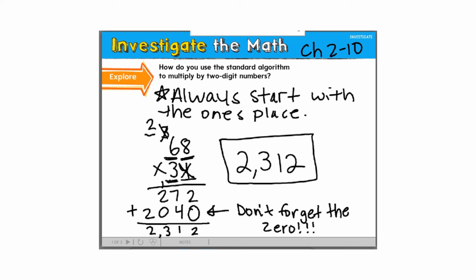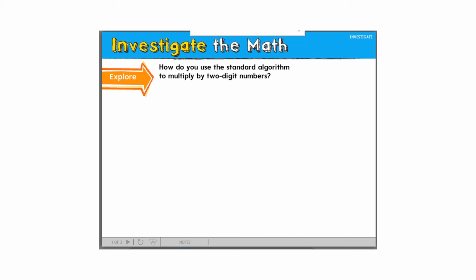Okay? It is a long process. That's why, as long as you follow the steps, you'll be fine. It's the same steps twice. Let's do it again. Here's another one.